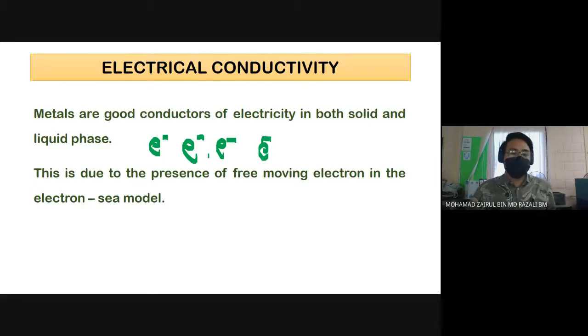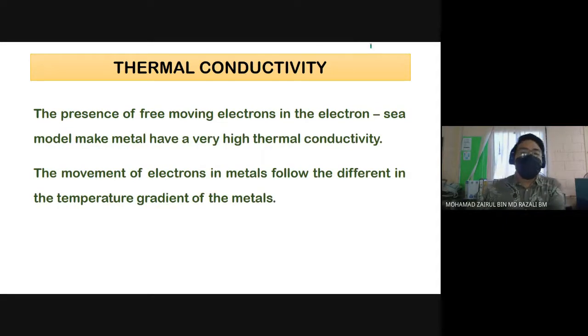Sama juga macam apa-apa dalam wire ke apa, yang akan carry electricity itu adalah free moving electron. Disebabkan dalam metal ada free moving electron in the form of electron sea. That's why lah metal is very good conductor. Sebab apa? Sebab elektron ni keep bergerak. So kalau elektron ni keep bergerak, maknanya dia akan carry current tu throughout the metal. Okay. So metal ni juga is very good thermal conductivity.